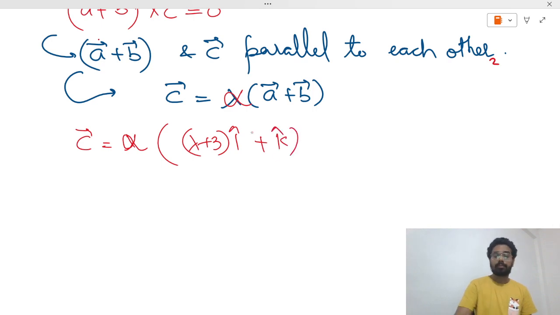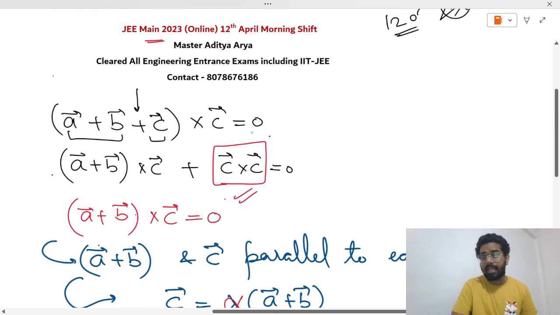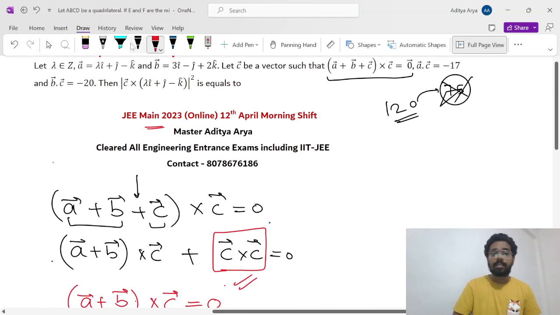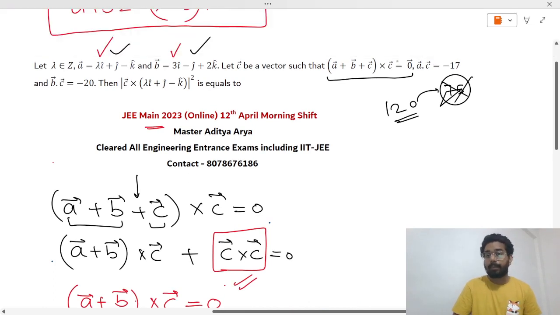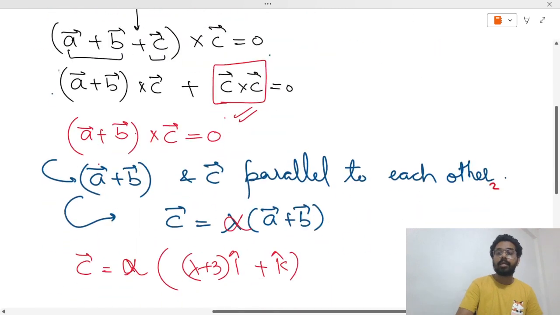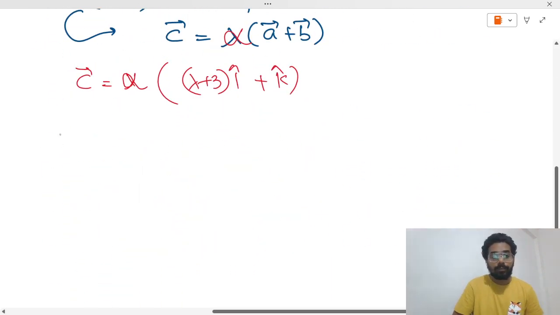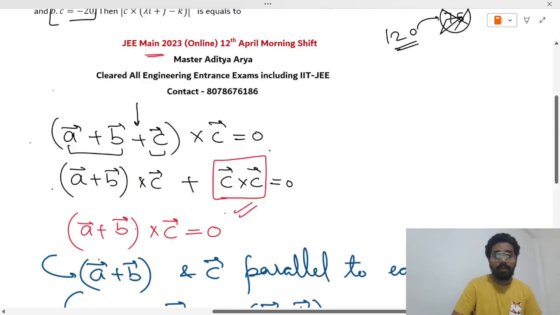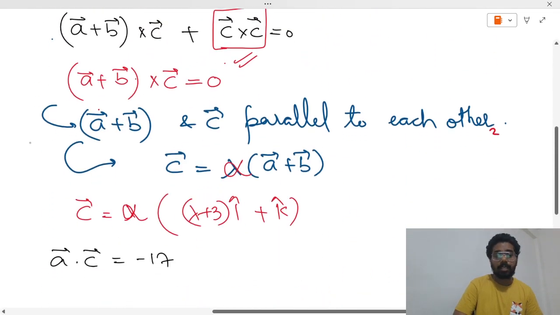Now what next? We have made use of everything which was given till now. After this, I am going to use that A dot C is minus 17 and B dot C is minus 20. So I'm writing over here: A dot C is minus 17. Now, concept number 5: if we are taking a dot product, then let's write it over here. What is A vector? A vector is lambda i plus j minus k.